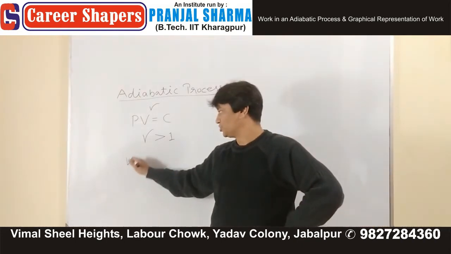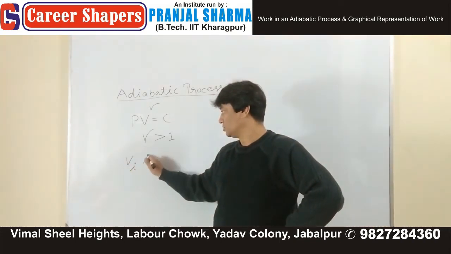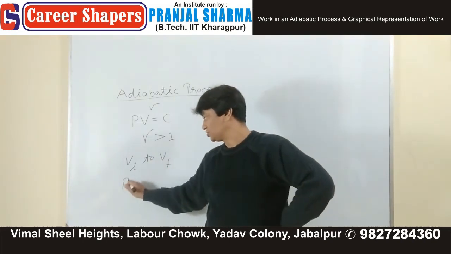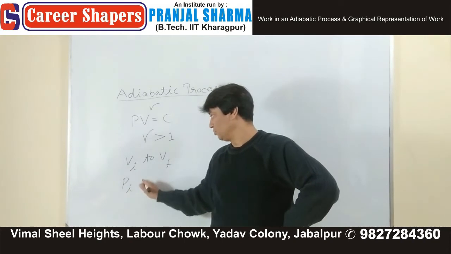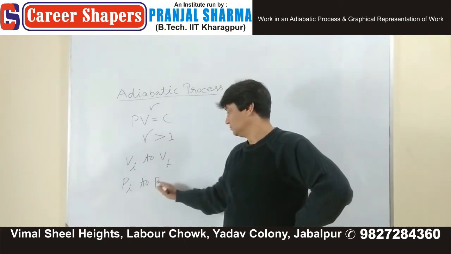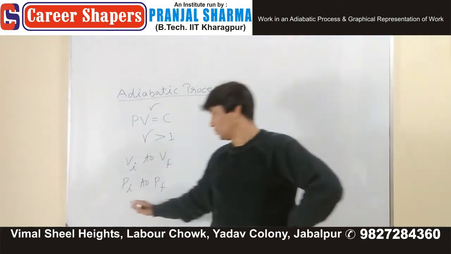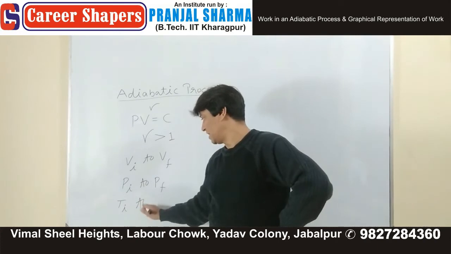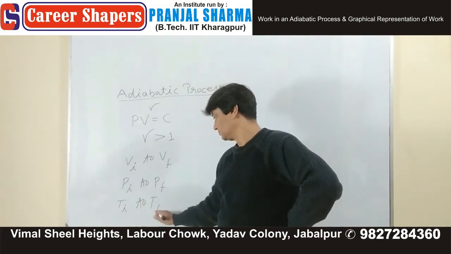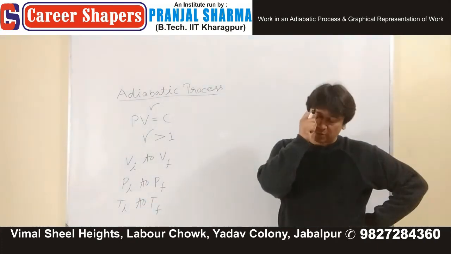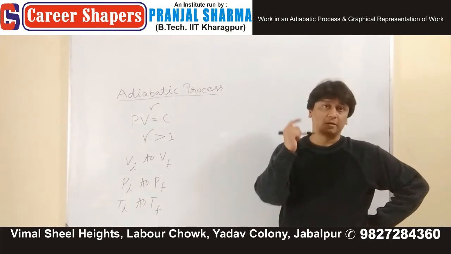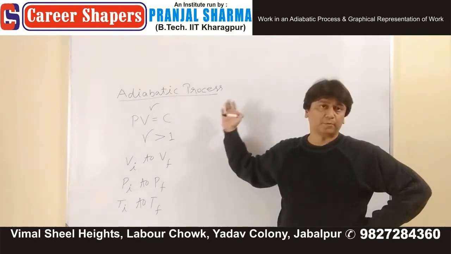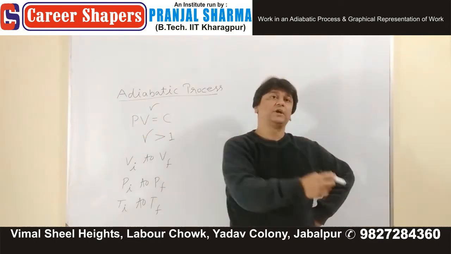Now, volume is changing from V initial to V final. Pressure is changing from P initial to P final. And in this process, temperature also changes from T initial to T final. Nothing is constant. In isobaric, pressure is constant. In isochoric, volume is constant. In isothermal, temperature is constant. In an adiabatic process, no energy is supplied.